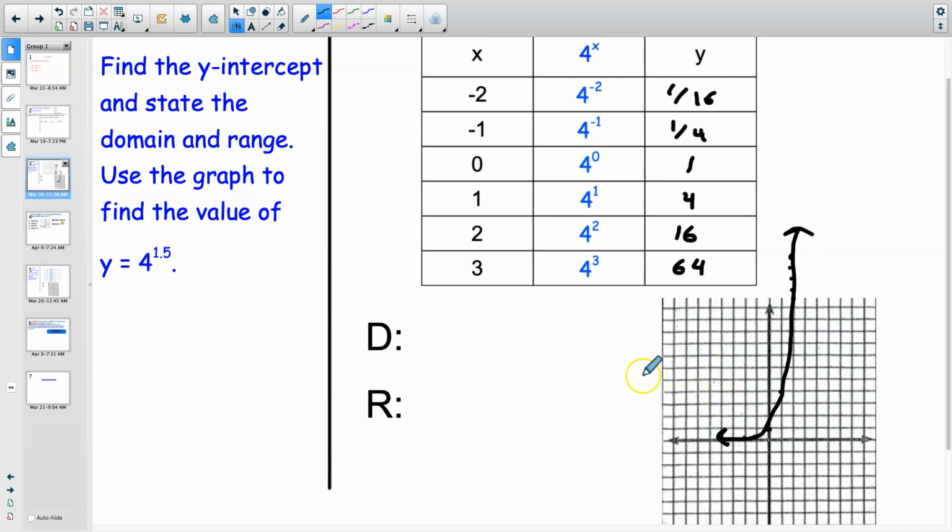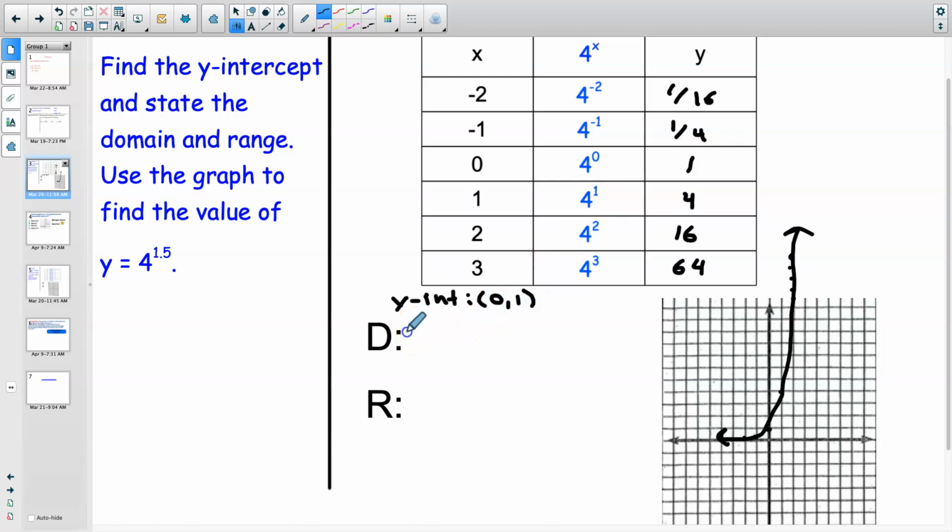Now let's find the y-intercept. The y-intercept is going to be the coordinate of 0, 1. The y-intercept is always when x is 0.